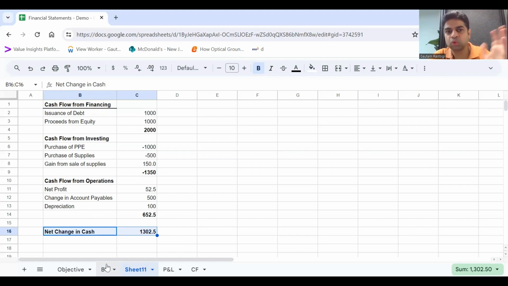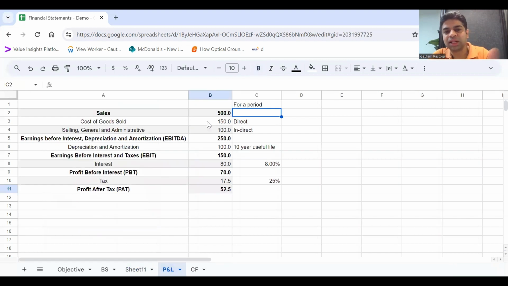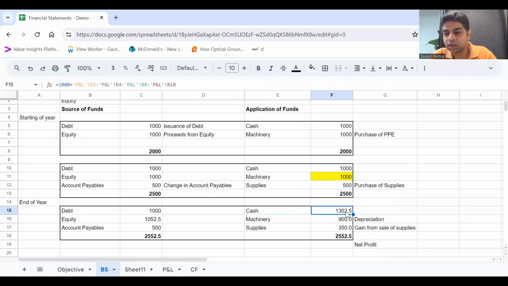Now let me throw another nuance. Remember, we had assumed this 500. The customer pays you right away, but it may or may not happen. The customer may pay you, say, just $100, and they may pay you $400 later. They said, you know what, I'll pay you later, perhaps in 6 months. So you have to make adjustments now.